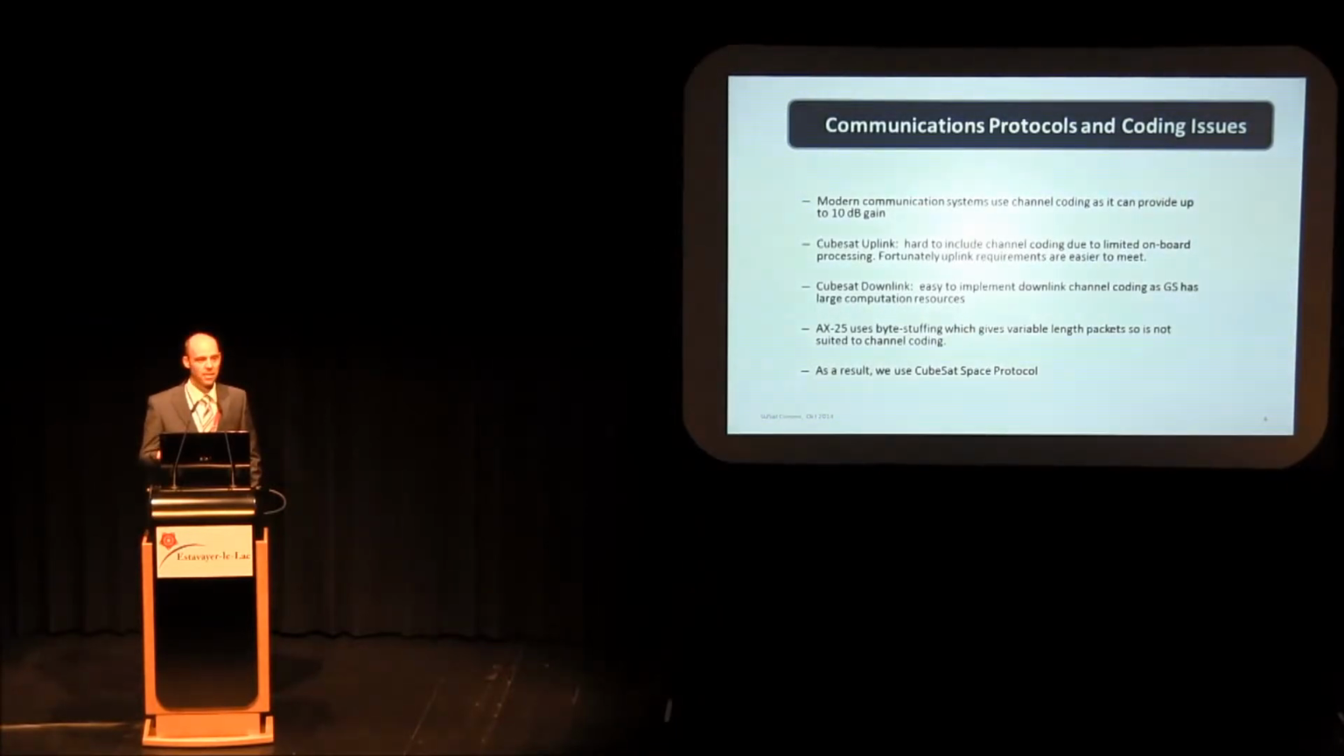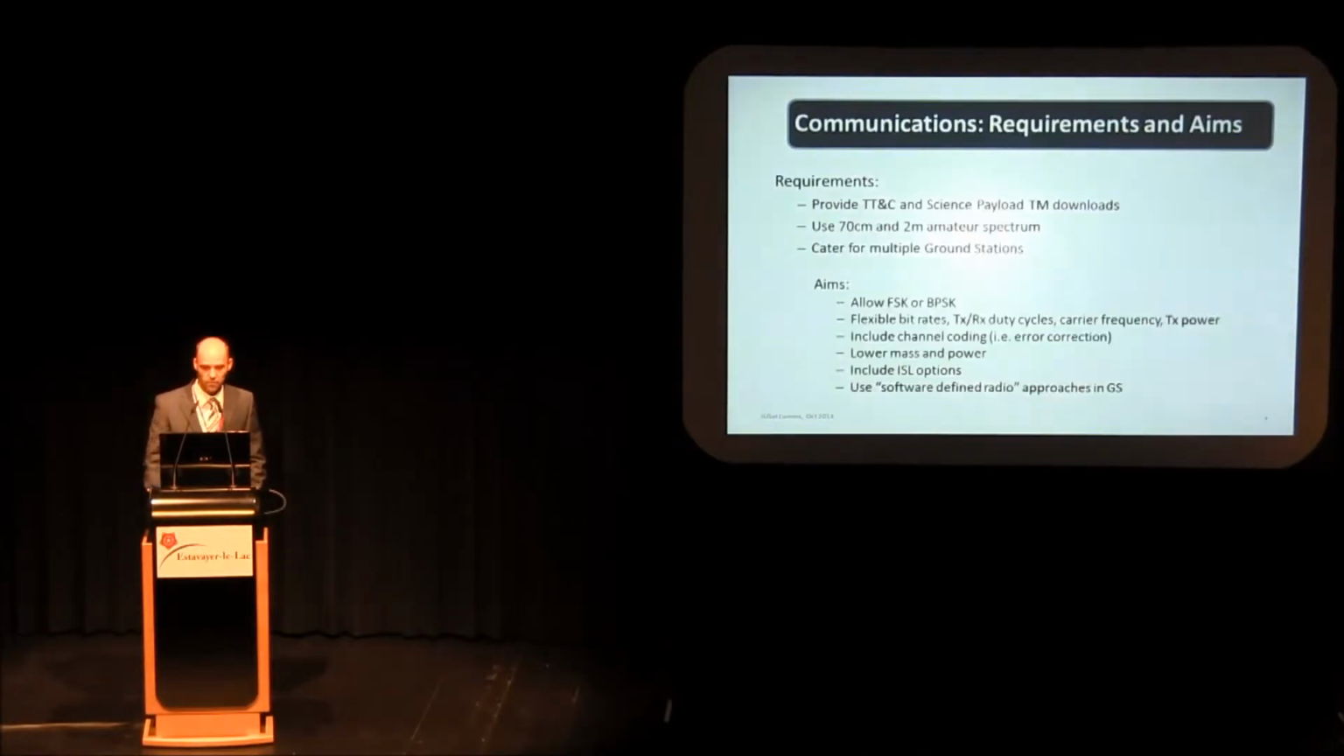On the downlink side it's much easier to implement because the ground station can have as much compute power as you want. So I guess the takeaway message here is that for nanosats, channel coding on the downlink is good, on uplink not so much. AX25 uses byte stuffing, which gives it variable length packets, so it's not really suited to channel coding. As a result, we use the CubeSat space protocol.